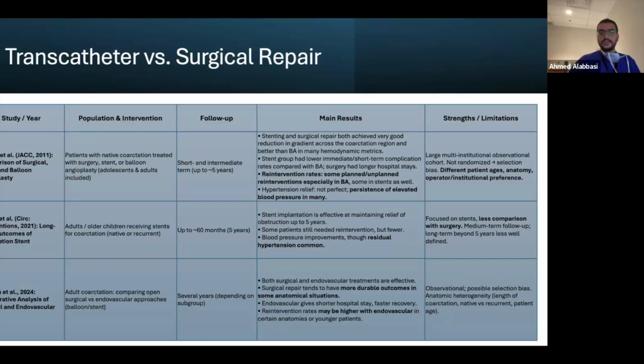With regards to hypertension, relief was not perfect, and there was persistence of elevated blood pressure in many patients, and we'll get to that in the next slide.